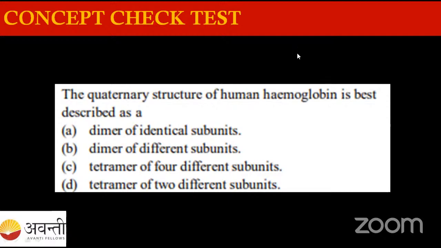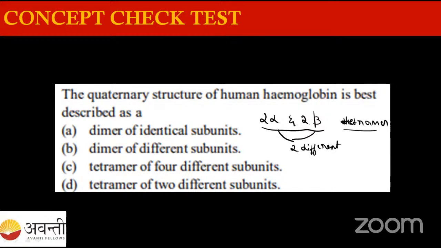Remember how it is correct. Very good, Chitradurga. Yes, option D is the correct answer. The quaternary structure of hemoglobin is made up of 2 alpha and 2 beta subunits, so we call it a tetramer, since 2 plus 2 is 4. It is made up of two different subunits, alpha and beta.